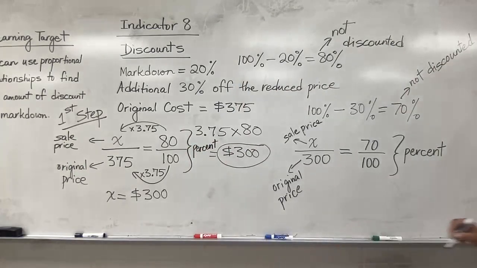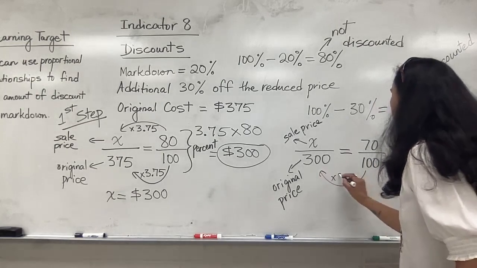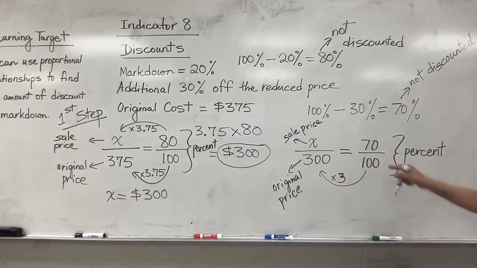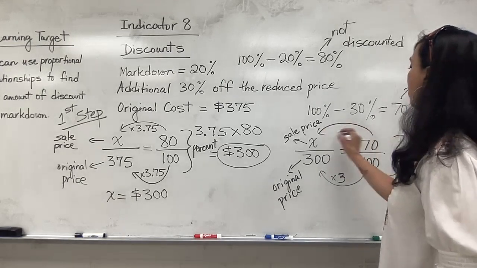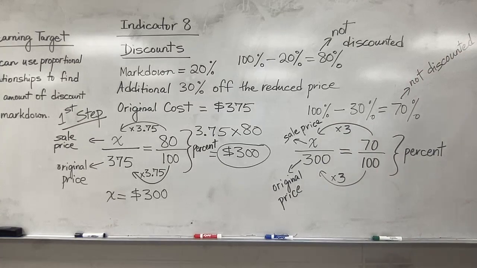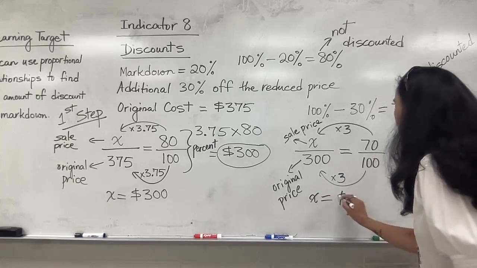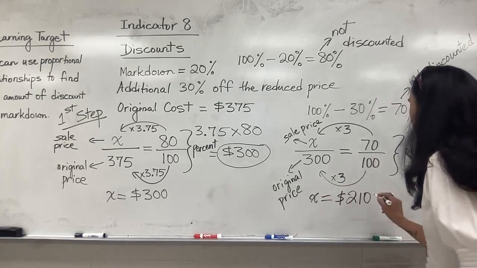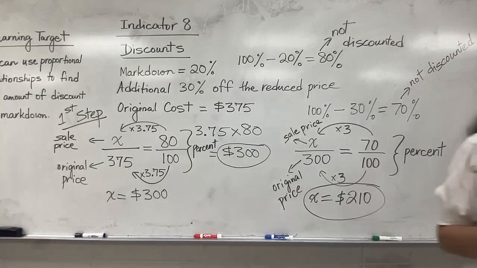Okay, so 100 times 3 gives me 300, right? Times 3 is going to give me 300. So whatever I do to the denominator, I'm going to do exactly the same thing to the numerator, times 3. And what is 70 times 3? Is $210. Okay, so my X is equal to $210. Okay, so this is going to be the final price of that item.